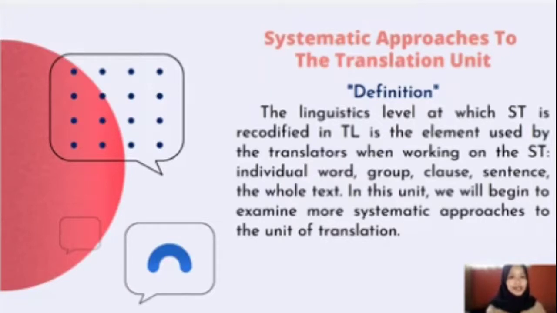Okay, first, systematic approaches to the translation unit. Definition: the linguistic level at which the ST is recodified in the TL is the element used by the translators when working on the ST. It is the individual word, group, clause, sentence, or the whole text. In this unit, we will begin to examine more systematic approaches to the unit of translation.